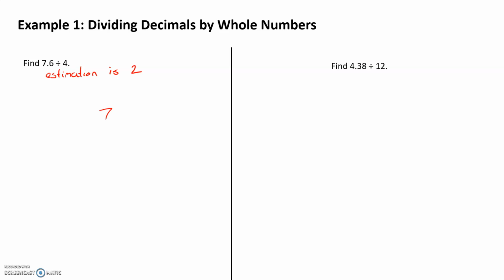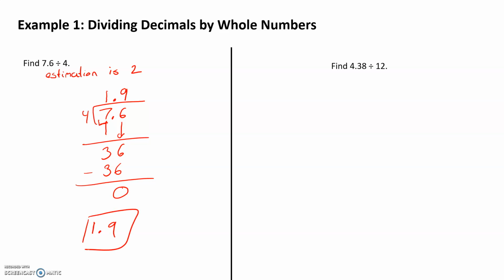So let's go ahead and divide 7 and 6/10 divided by 4. 4 goes into 7 one time. All right, 3. Bring the decimal right up. Drop down the 6. And then 4 goes into 36 9 times. Notice I didn't multiply anything by 10, and the reason being is because my divisor is already a whole number. All right, we're going to get to that in the next example. So my answer is 1 and 9/10. All right, is that pretty close to my estimation? And the answer is yes.